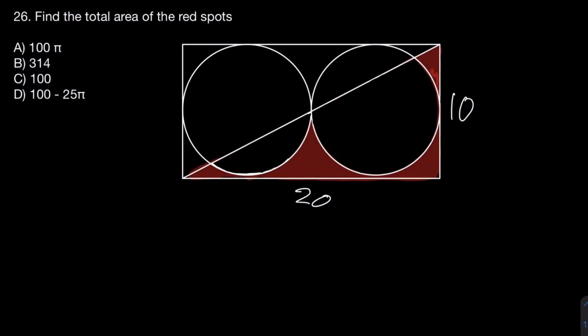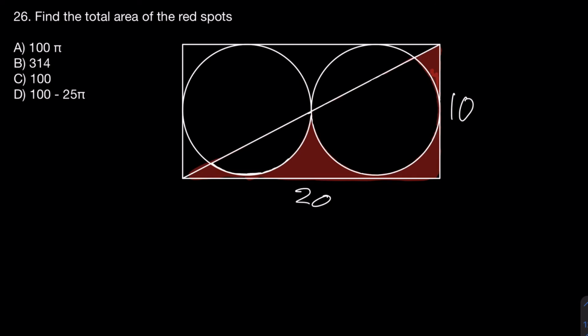Question 26 says, find the total area of the red spots, which just means the shaded part. So this shaded part. Very simple question, straightforward. If you want to find the area of any excluded part, you just take the areas that you can find and subtract them from each other.